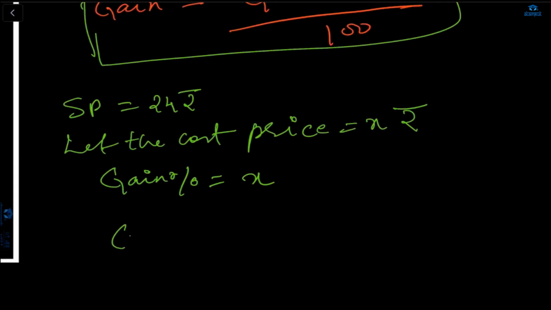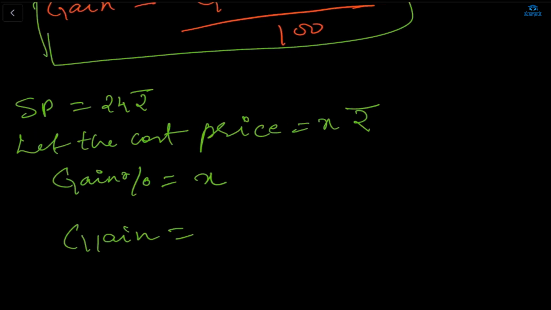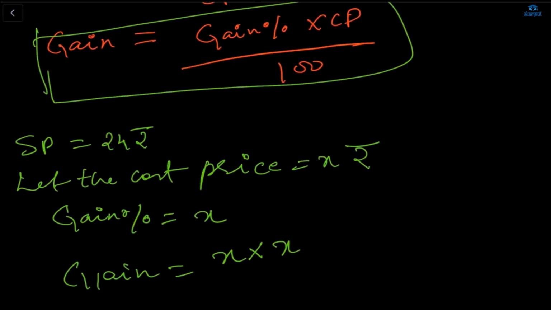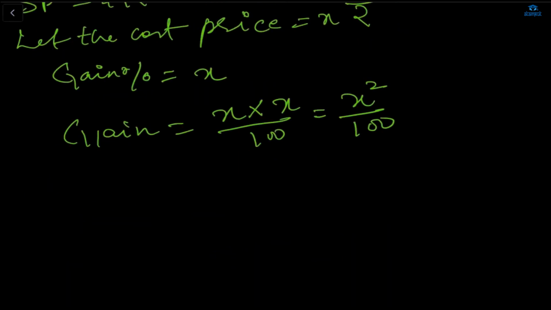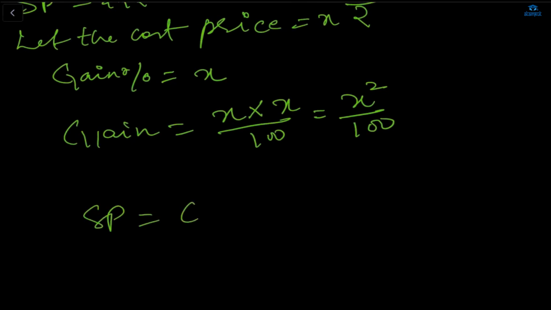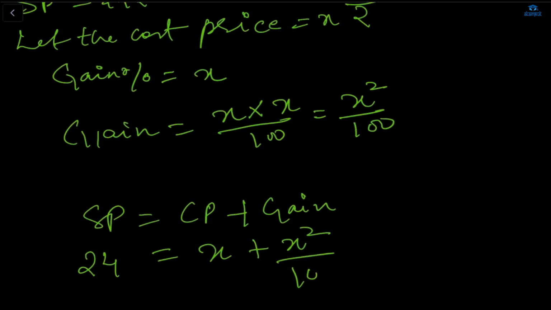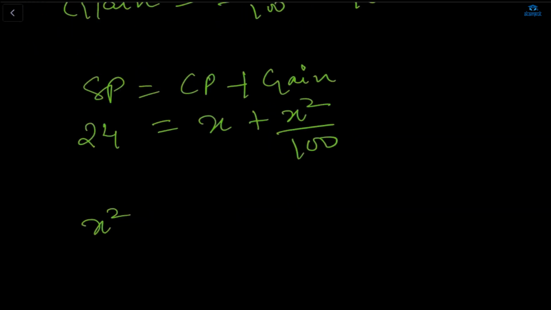Now if you are going to find out the gain, so gain will be equal to what? Gain percent, that is x multiplied by cp. You can see here cp, so cp is also x upon 100. It will be equal to x square upon 100. Yes. Now आपका sp क्या होता है? sp is cp plus gain. sp is given 24. cp आपका x है plus gain आप x square upon 100 निकला. आपका quadratic equation बन गया.